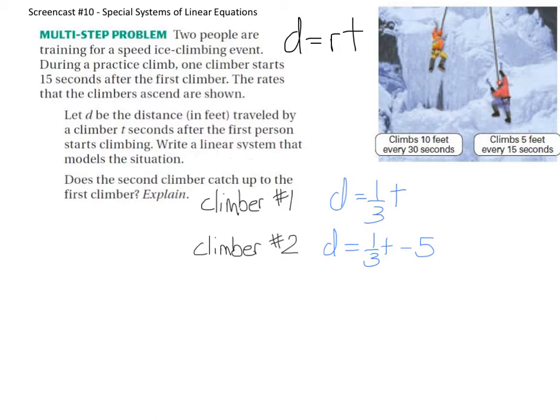So let's see here. We could use graphing if we wanted to. I mean, clearly we have our slope and we have our y-intercepts, negative 5 and, well, 0. And graphing would do it. It certainly would. But, you know, in this case, I think I'm going to use substitution.